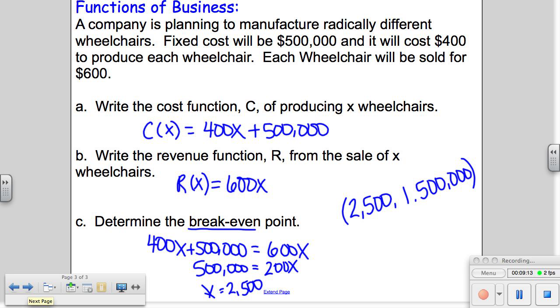So what this means is that if I sell 2,500 wheelchairs, I'm going to break even. The amount of money I put out, $1,500,000, is going to equal the amount of money I take in, $1,500,000. And so that's what we would call the break-even point. That means for this business to be at all successful, we have to make and sell more than 2,500 wheelchairs. Every wheelchair after that is going to be profit to us.